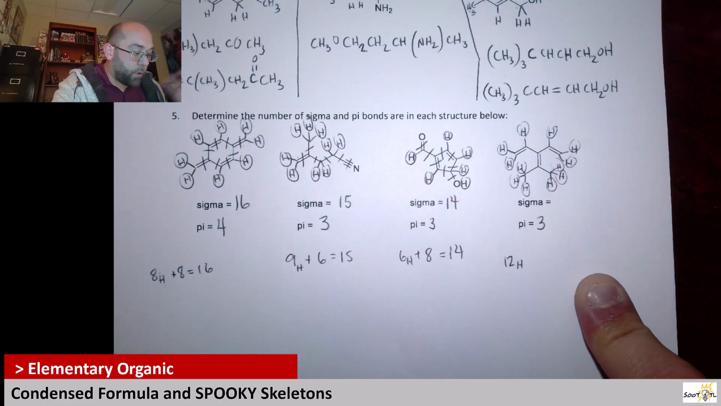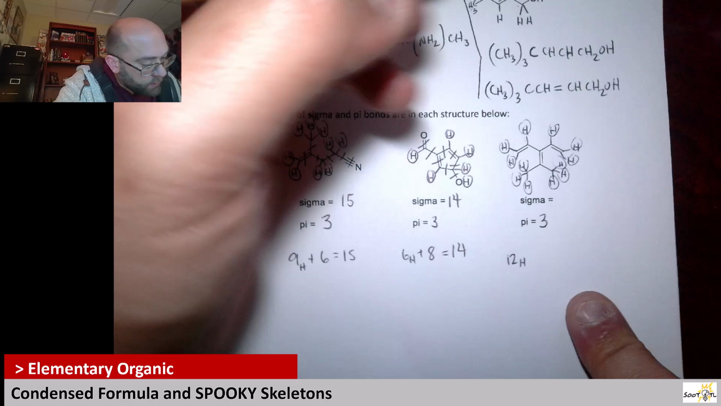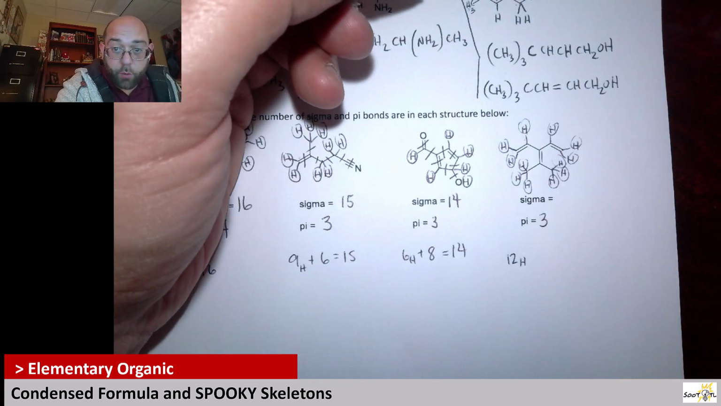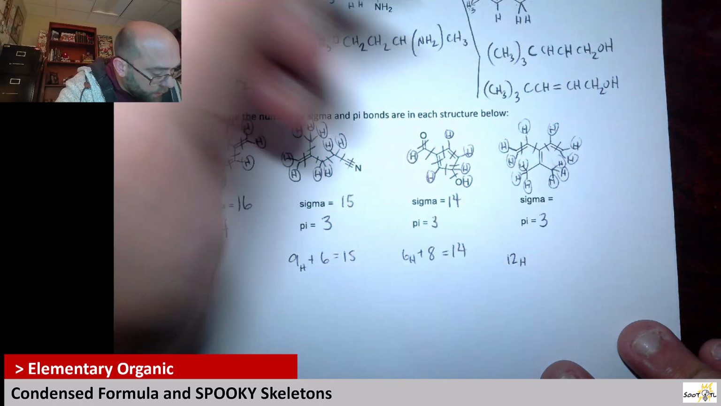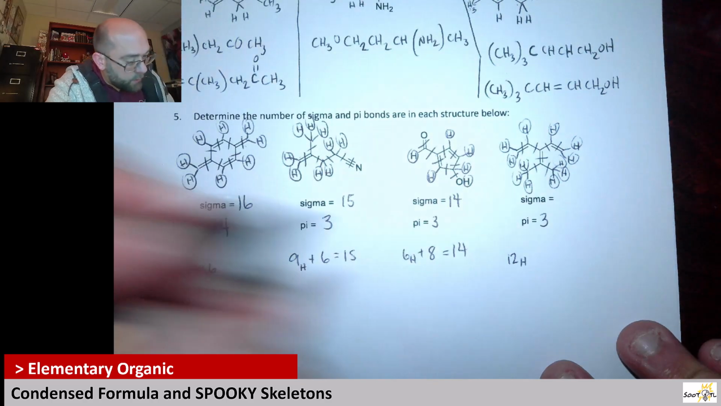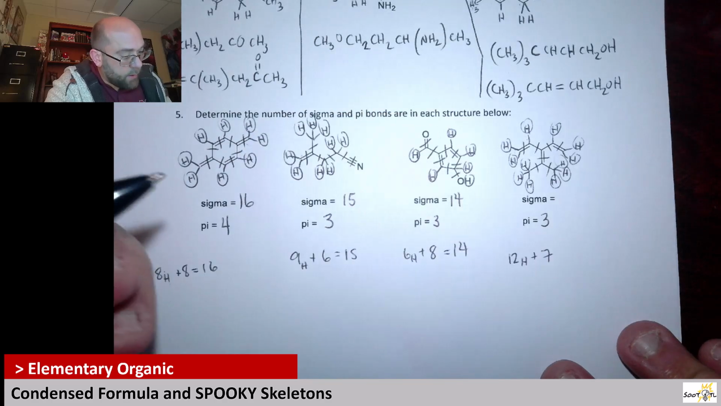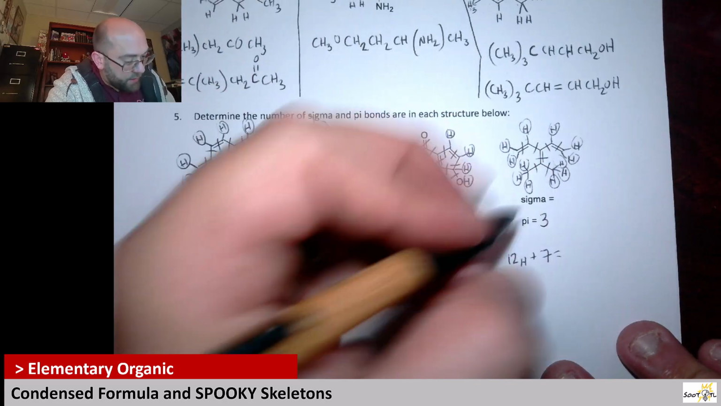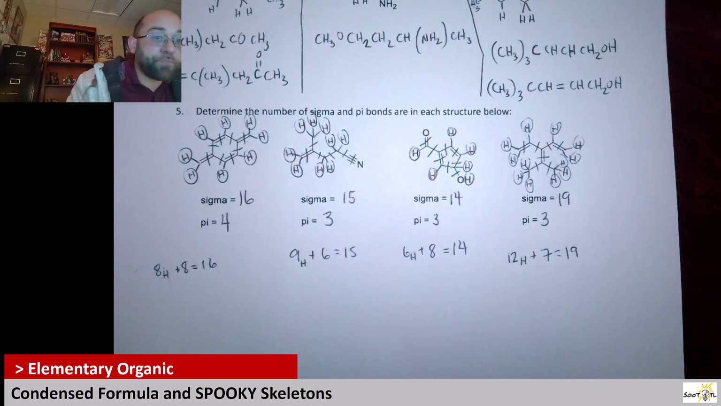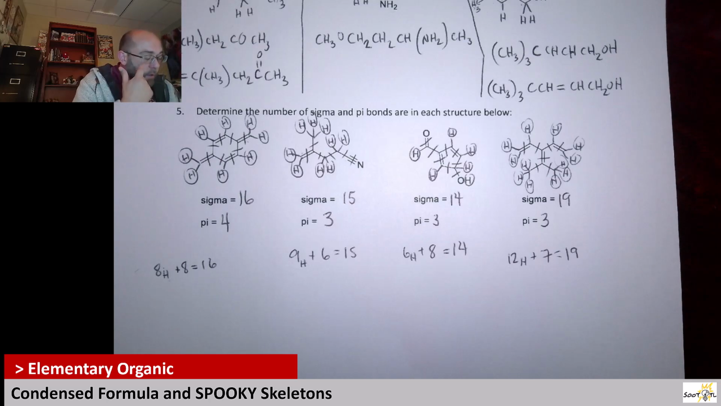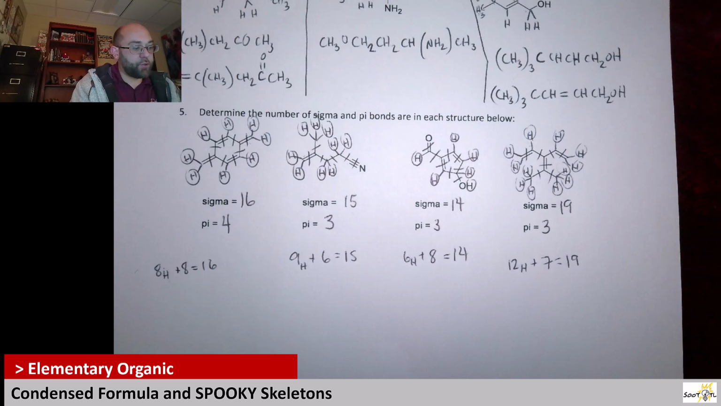Now I count up all the bonds that were originally shown. So remember, 1 per double bond, 1 per triple bond. So it'd be 1, 2, 3, 4, 5, 6, 7. So plus 7. So that means I have 12 plus 7, that's 19. So I have 19 sigma bonds in this structure. All right, so hopefully that kind of helps with your skeletal structures, your condensed structures.